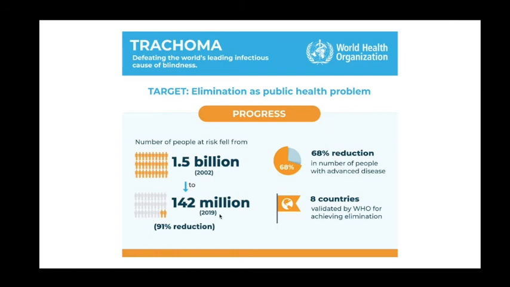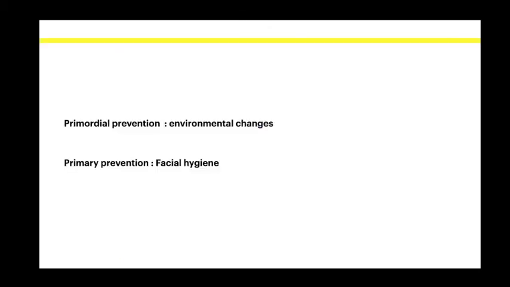This is an estimate in 2019. Taking into consideration 2002, the number of people at risk was 1.5 billion, and it fell to 142 million. That is a 91 percent reduction. So it was a somewhat successful program, right?